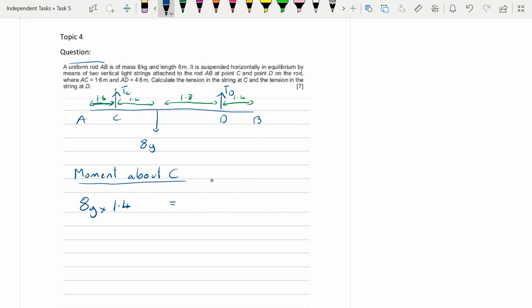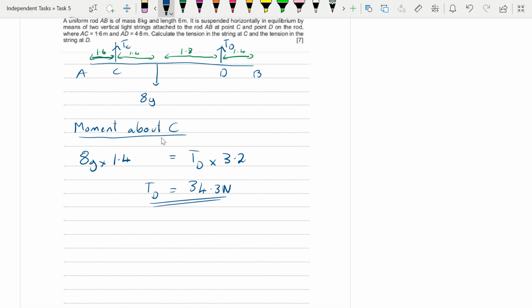So clockwise, this 8g is going to go clockwise, and it's 1.4 meters away from C. The other force is TD, and let's go anti-clockwise, and that is 3.2 meters away, because I'm going to add these two lengths together. Now from there, TD is the only thing I don't know, so I can solve it. I get 34.3 newtons. Now from here, I've got two choices.